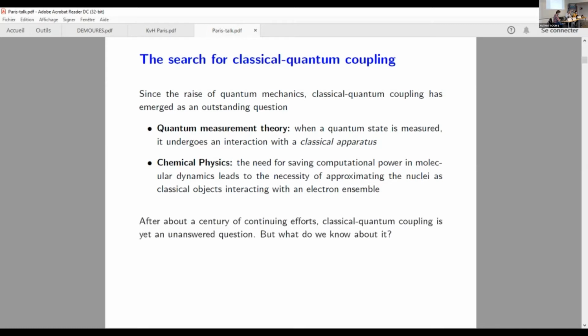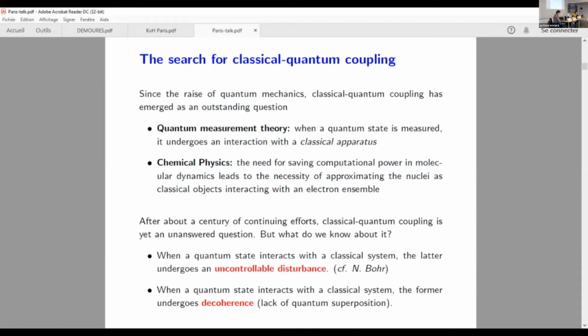So after about a century, actually, of continuing efforts, what is it that we know about this problem? Not really too much. We know two things, certainly. When a quantum state interacts with a classical system, the latter undergoes an uncontrollable disturbance, according to Bohr. And when a quantum state interacts with a classical system, the former undergoes decoherence, which is actually a lack of unitarity. This uncontrollable disturbance, I have a proposal for what it could be. I'm not sure I fully grasp it, but let's see.